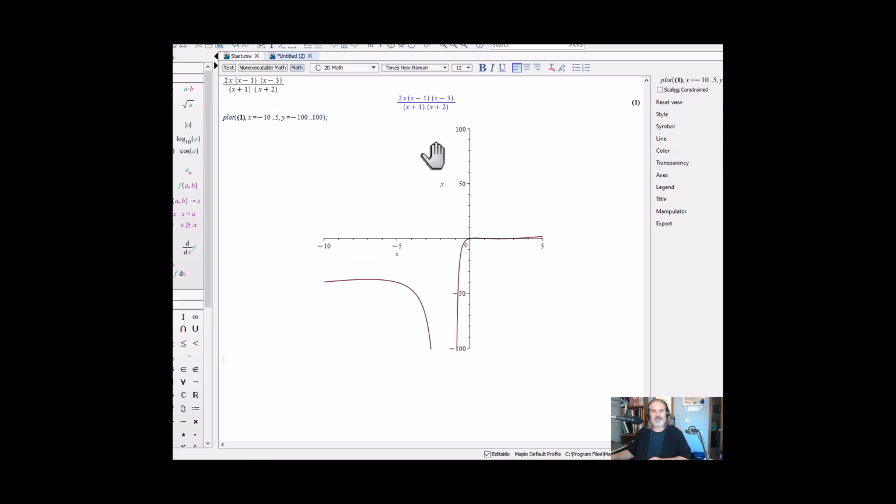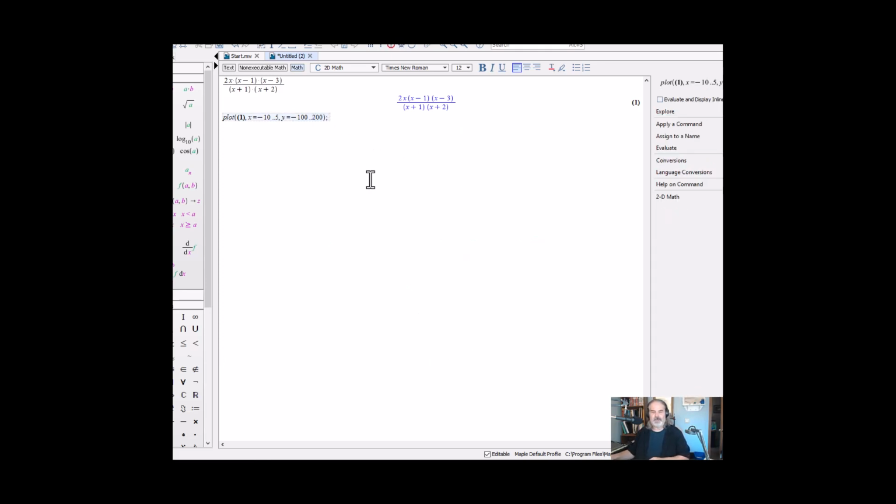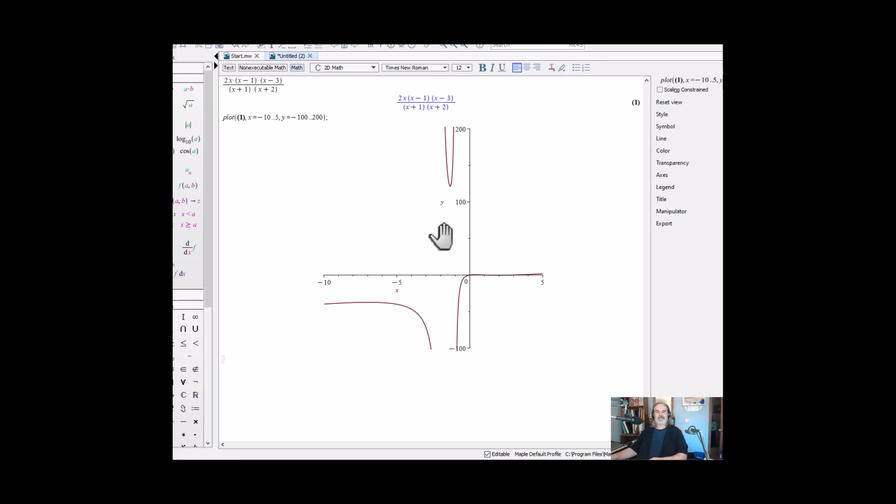Oh man, still nothing in the middle. Is something wrong? No, I mean, there have to be points there. So let's take y up to 200. There it is. So finally we found it.